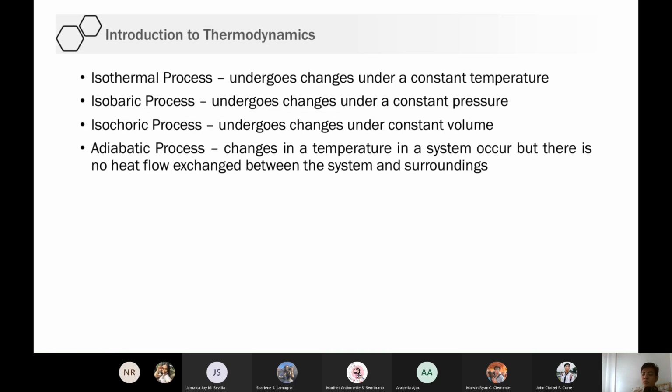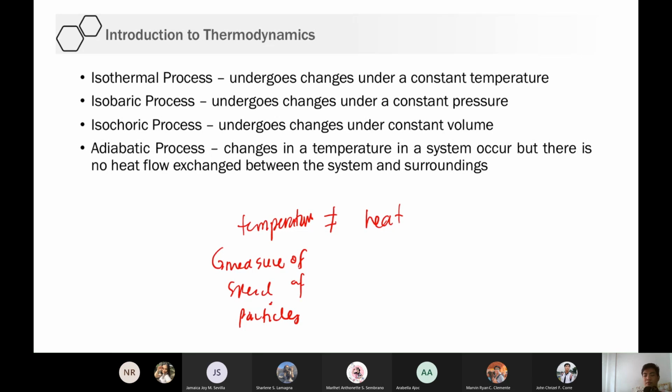Okay? Kasi, ano ba yung temperature? Ano ba yung heat, no? They are not equal talaga, no? So, heat and temperature, they are not really equal. Kasi pag sinabi natin temperature, this is the measure of speed of particles. Okay. So the faster they go, the higher the temperature they possess. If that energy is passed through another body, dun nagkakaroon ng heat flow, no?